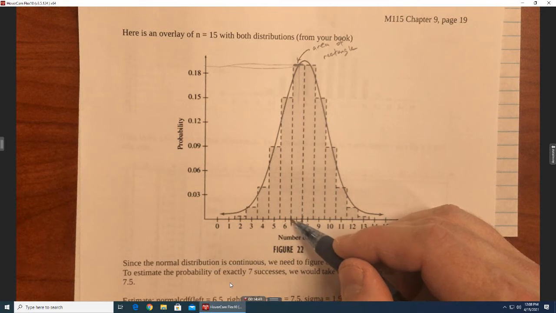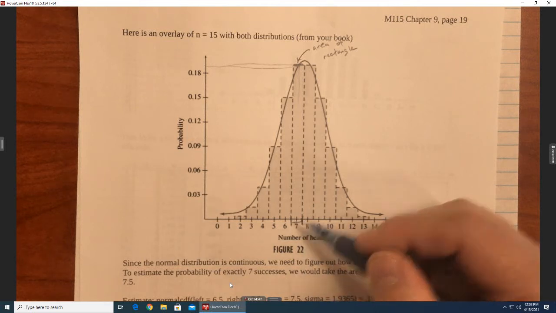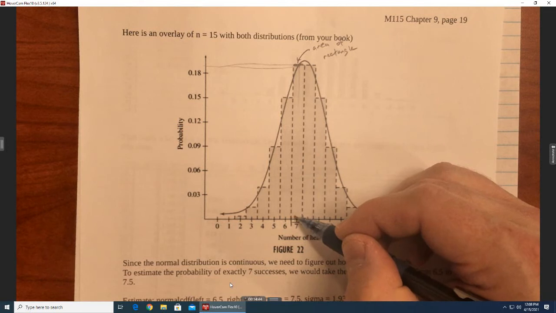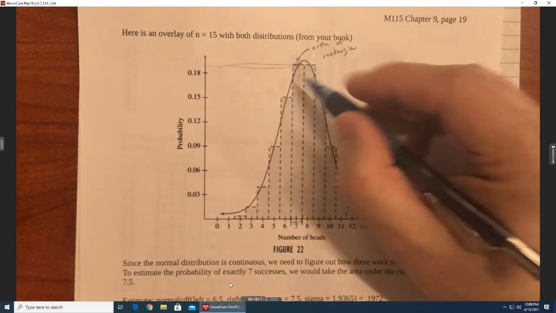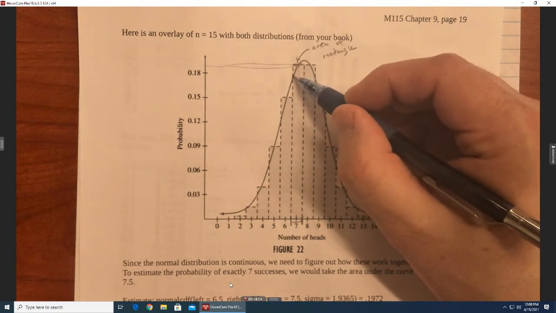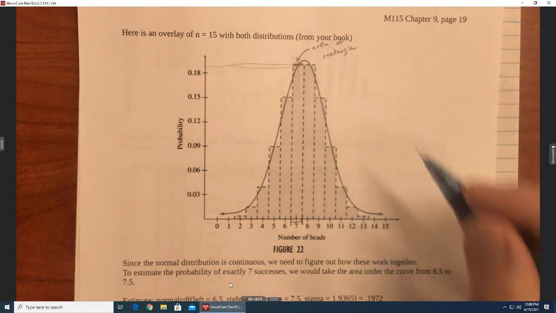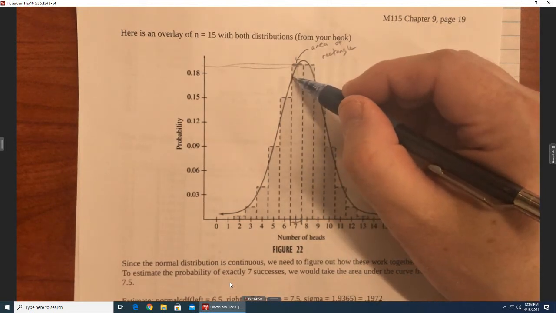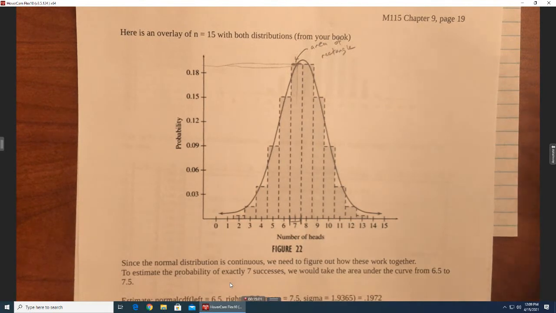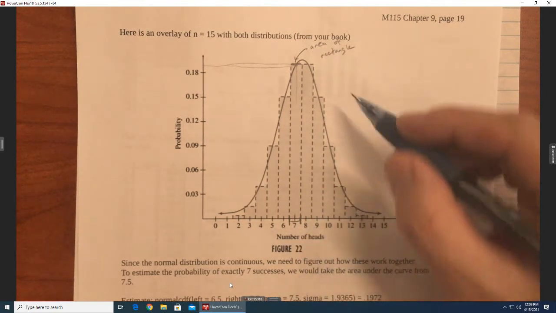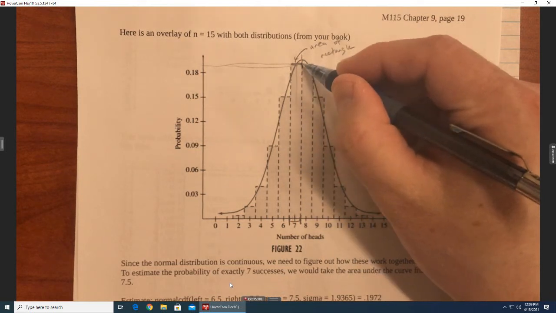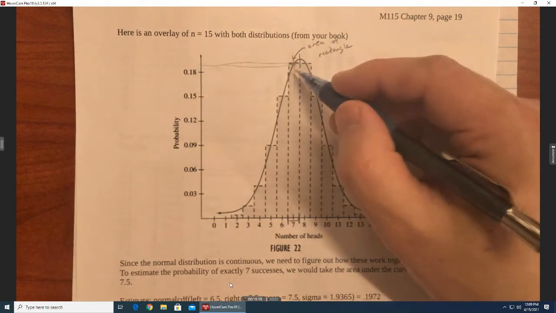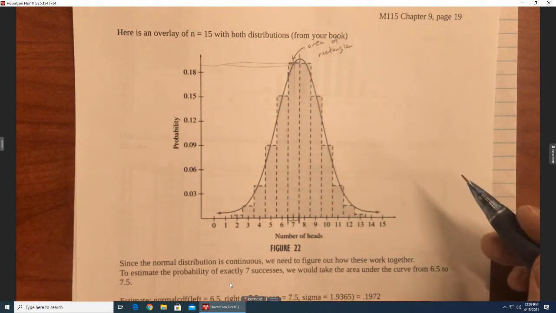But it doesn't actually change. If I look at the area from here to here, it's all gathered right at this spike, but if you count it as a rectangle, you end up getting the same thing. So what we're going to do with this normal distribution is do the same thing. The approximation of this probability would be the area going from 6.5 up to 7.5 underneath the normal distribution.